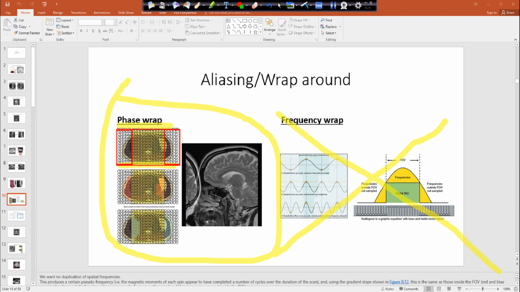So anytime we get phase wrap, we're undersampling the data in the phase direction. So here, we did not use a large enough field of view or phase oversampling, and the back of the head wrapped into the front. And that happens because the phase positions are typically similar to the ones on the opposite side of the anatomy. So these phase positions are duplicated on the opposite side of the anatomy.